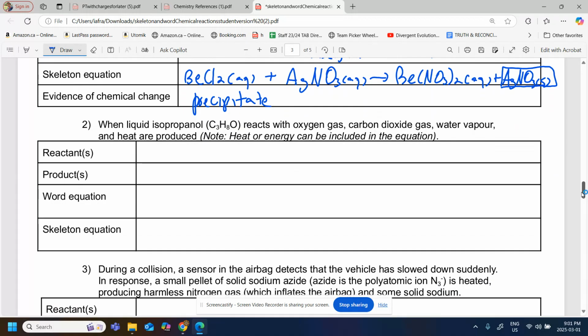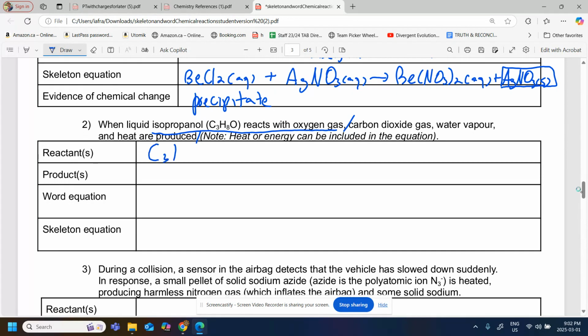We have liquid isopropanol reacting with oxygen gas, carbon dioxide gas, and water vapor. When isopropanol reacts with oxygen, so say I read too fast, carbon dioxide gas, water vapor, and heat are produced. So you'll see that these two are reacting and these are being produced, right? So sometimes you have to read it slowly and carefully. So our reactants are, and you can write it any way, you can write it in words or in formulas.